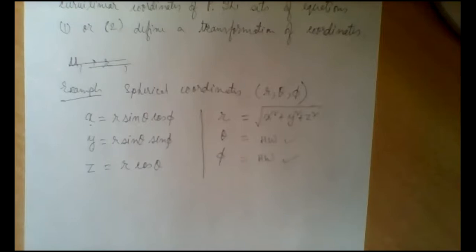Now let us define curvilinear coordinates. Spherical polar coordinates are one simple example of curvilinear coordinates. So in general, what is a curvilinear coordinate?